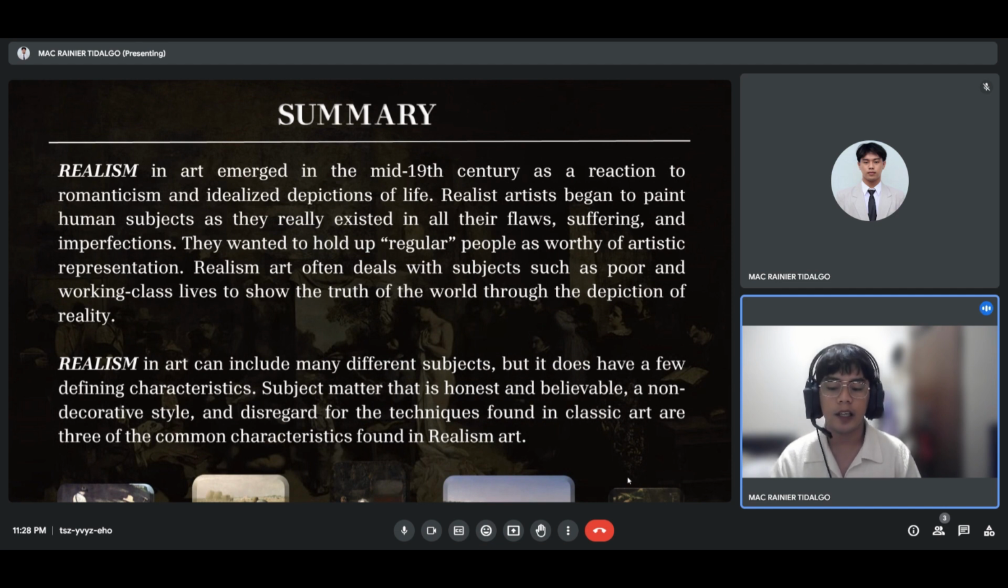Realism in art can include many different subjects, but it does have a few defining characteristics. Subject matter that is honest and believable, a non-decorative style, and disregard for the techniques found in classic art are three of the common characteristics found in realism art. So that is realism art.